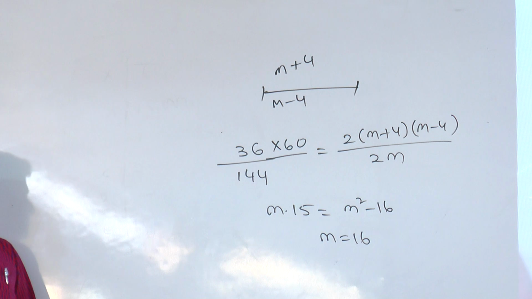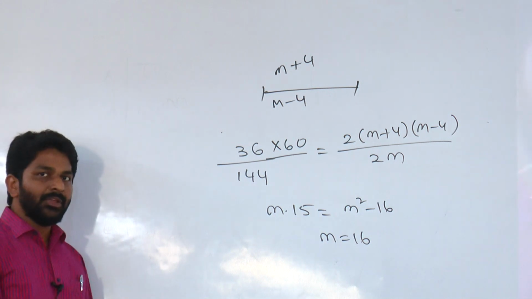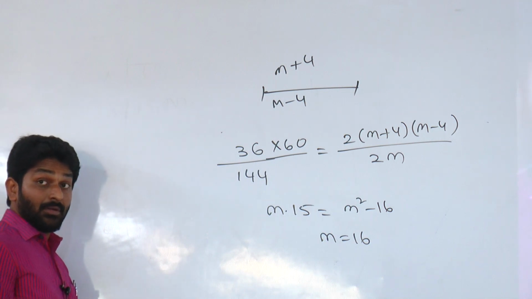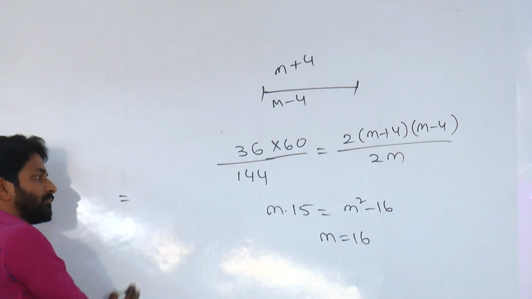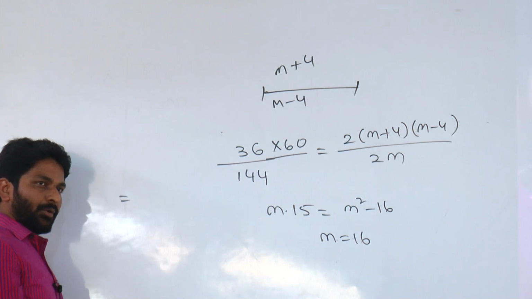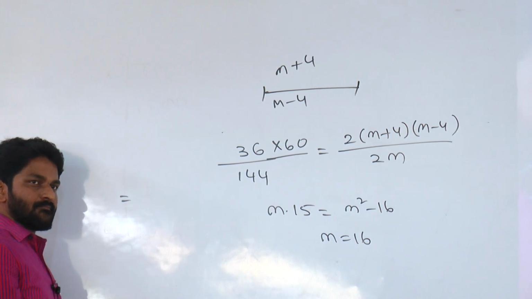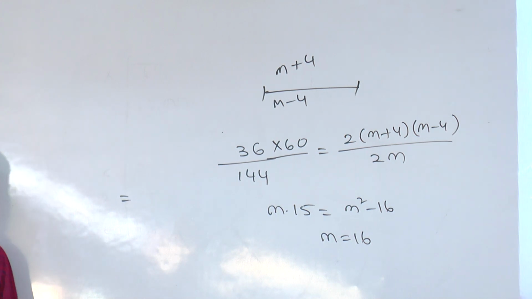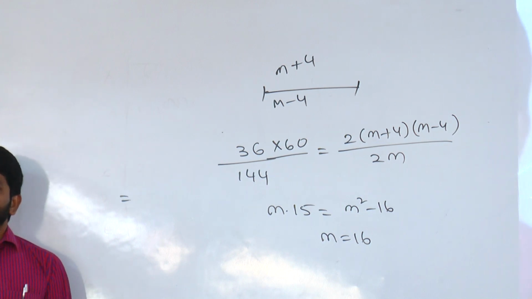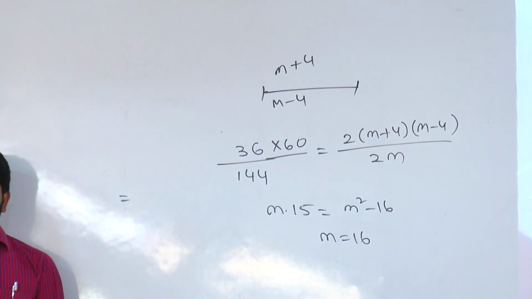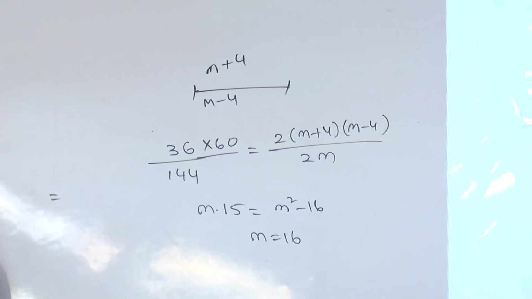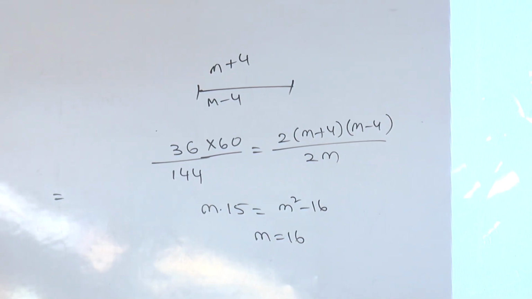This is one way. The other way is you are given total time which is 144 minutes. 144 minutes is two hours 2 by 5. This is better. If you have time in hours, I would prefer another way.